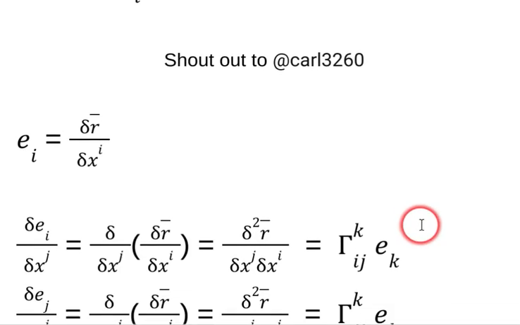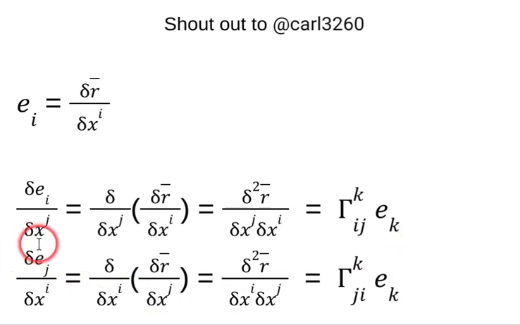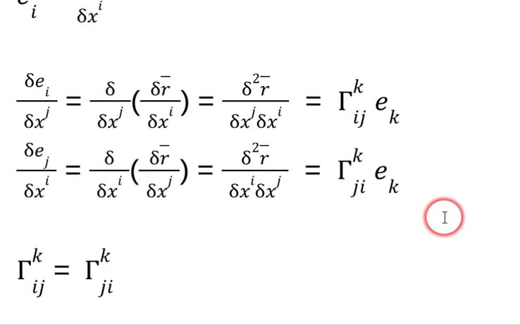Well, what if we went the other way around? What if we said the partial of ej with respect to i? But we just flip-flop these guys and we get gamma k j i. Well, we all have learned that the order of differentiation is not important. So the partial of j, the partial of i first, then j, or j first, then i, it's the same. So these things are equal. Therefore, these guys must be equal. So that's the way you would express this in the formalism of tensor calculus.